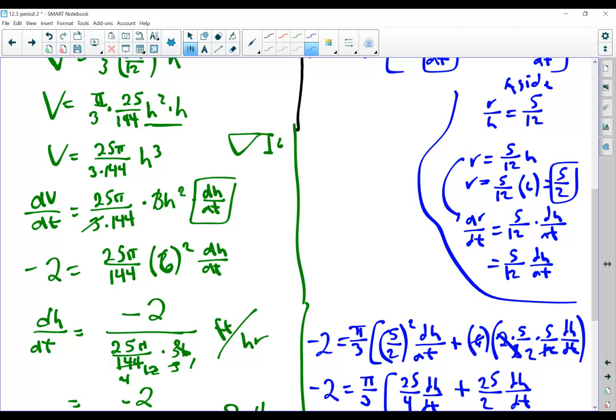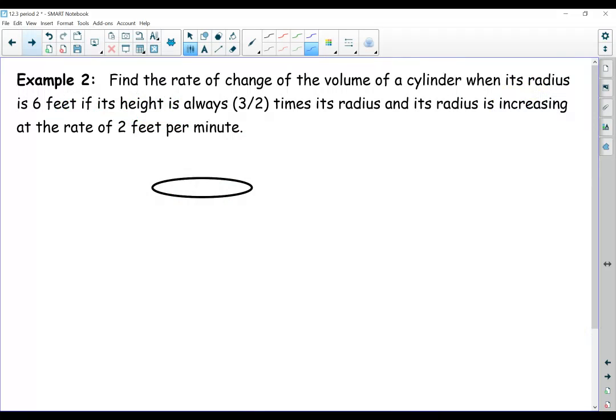Now I could do the same problem again for r instead of h. We would have just said, instead of r equals 5/12 h, we would have said h equals 12/5 r and use that as the substitution. Okay, so let's try one more.